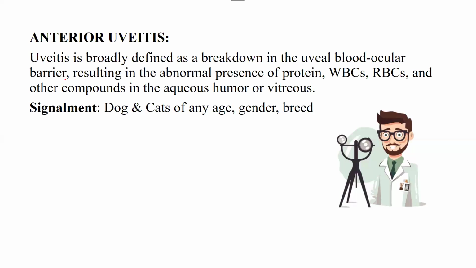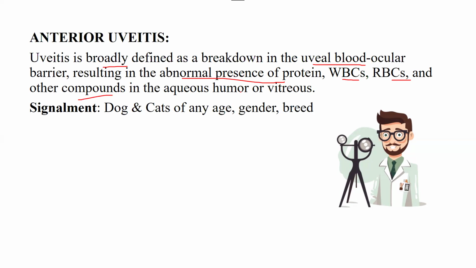Anterior uveitis is the most common condition. Posterior uveitis is seen very rarely. So the definition of anterior uveitis is: it is broadly defined as a breakdown of the uveal blood ocular barrier resulting in abnormal presence of protein, WBCs, RBCs, and other compounds in the aqueous humor or the vitreous.